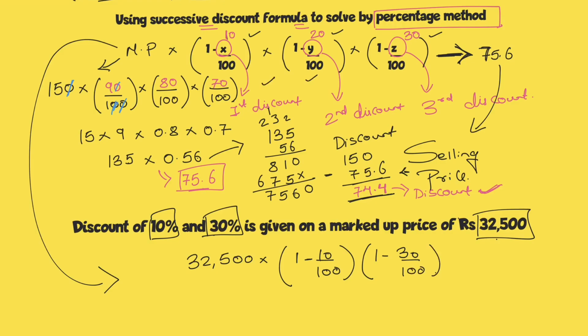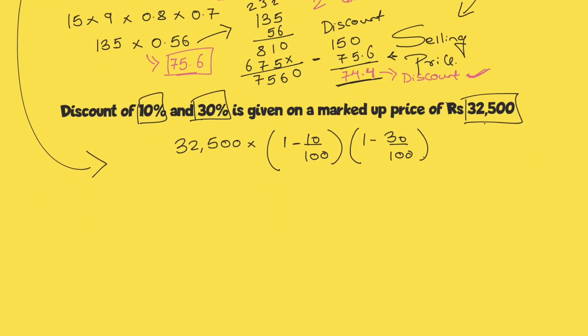So I applied it. Since only two discounts were given, I am not using Z right now. So 1 minus X upon 100, 1 minus Y upon 100 into mark price of 32,500. What will this give me? This will directly give me my selling price. So 32,500 into 100 minus 10, 90 divided by 100, which means you are taking 90% of the mark price right now. Then 100 minus 30 is 70 divided by 100.